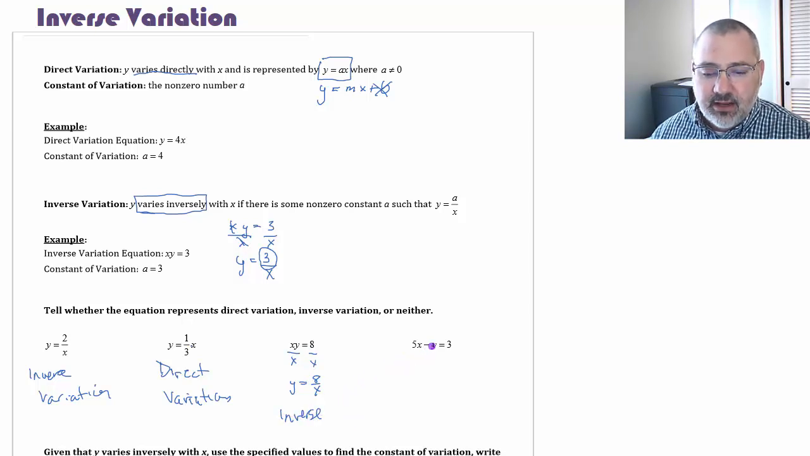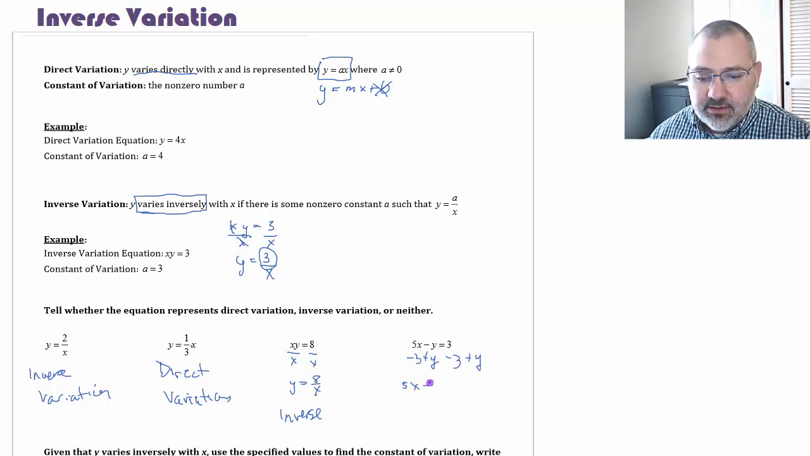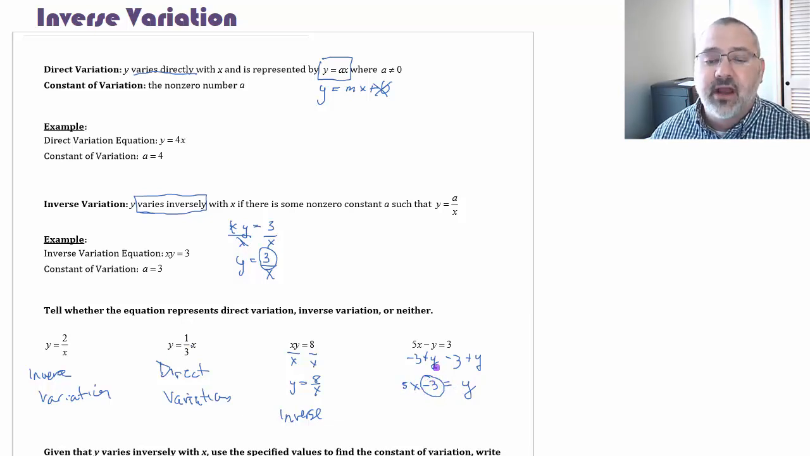And this last one here, if we want to solve for y, what we could do is add y and subtract 3 from both sides, or 5x minus 3 equals y. We have 5 times x, so it looks like direct variation, except for this fact that we have this minus 3 here. Direct variation and inverse variation never have addition and subtractions of any constant numbers. We can only end up with y equals something with an x, some number multiplied or divided by an x. So this is, in fact, neither.